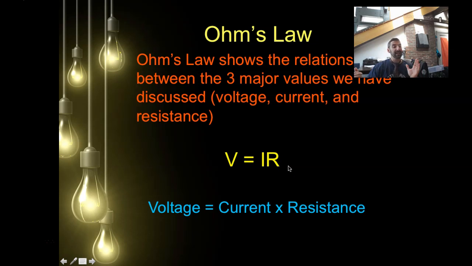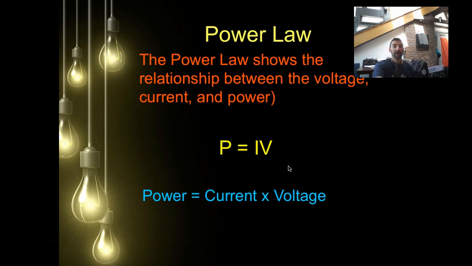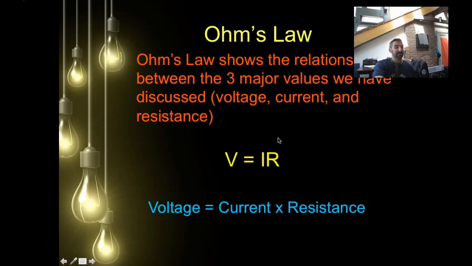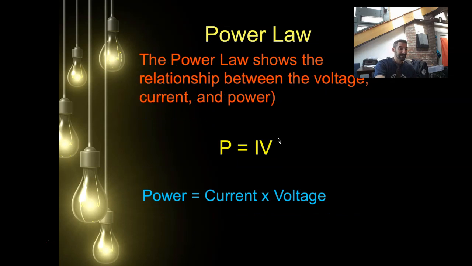Then, as electricity is going through wires and making things work, we have something that's called power. Now, power we can think of as brightness for a light bulb. The brighter the light bulb, the more power there is. Now, notice power is current times voltage. So these two things are very similar. V equals I times R, and P equals I times V.